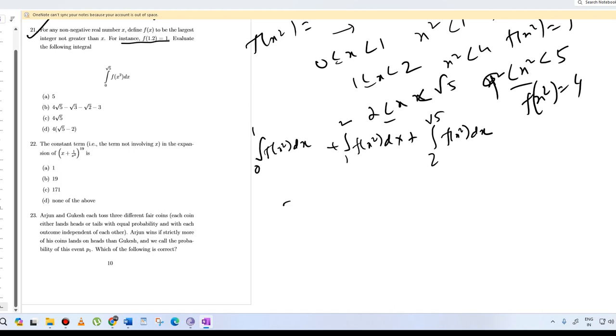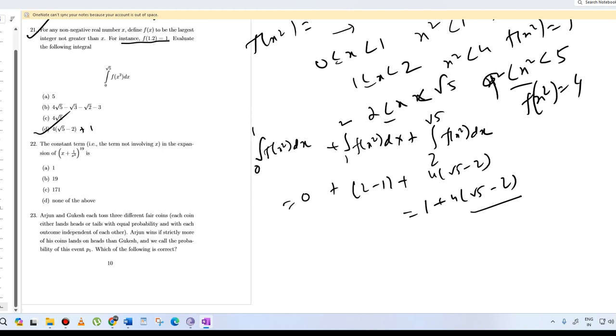So this will be 0, this is 1 from 1 to 2, so this is 2 minus 1, and this is 4 times root 5 minus 2. So 1 plus 4 root 5 minus 2 is the answer. So there's a problem in this thing, they have missed out this plus 1, so this would be the answer.